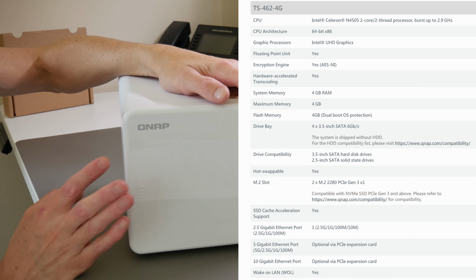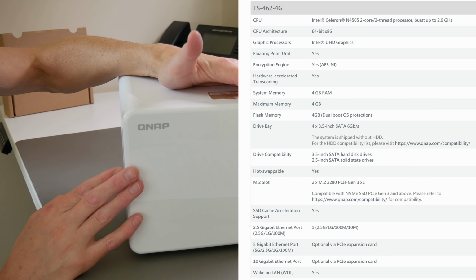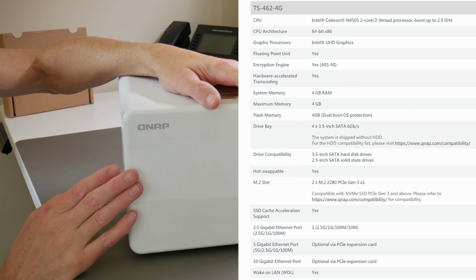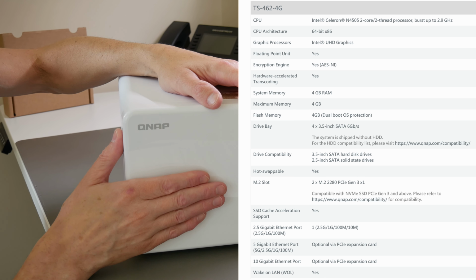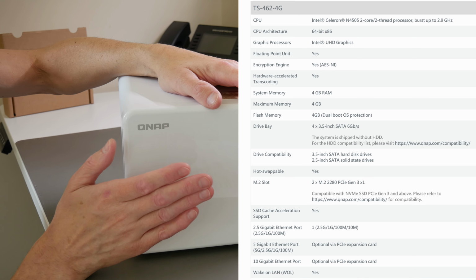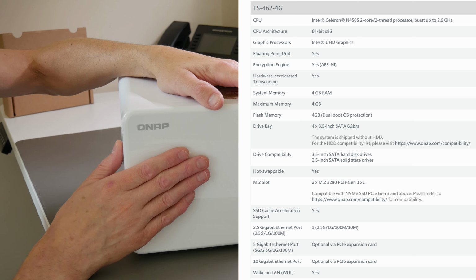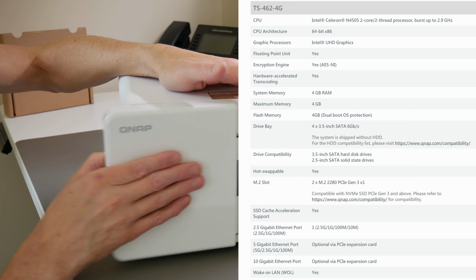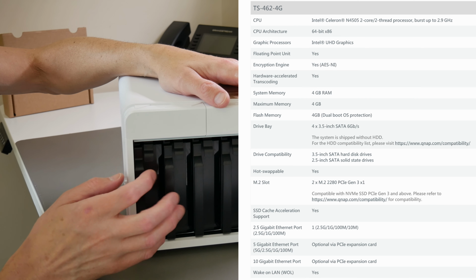System memory, as I said, is 4 gigabytes. Maximum is 4 gigabytes for this model. Flash memory is also 4 gigabytes, and that's for dual boot OS protection. There's 4 3.5-inch SATA drive bays. However, it will support 2.5-inch drives. And the SATA speed is a maximum of 6 gigabits per second. The bays and the drives are hot swappable, so you can hot swap the drives in here.